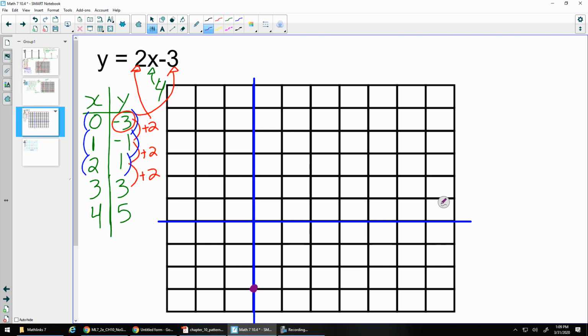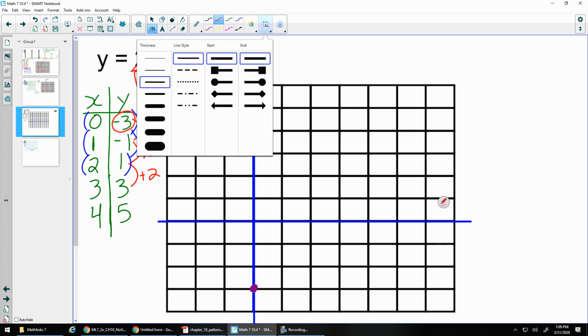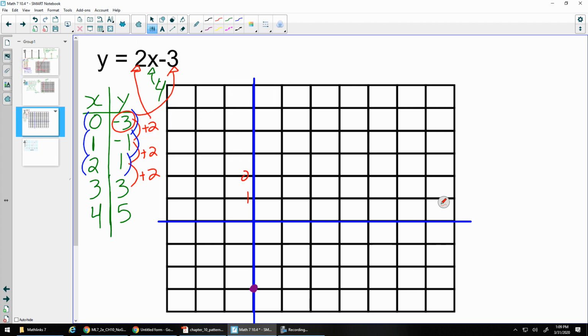Why don't I quickly label this? 1, 2, 3, 4, 5, 6 on the x. This would be 0 and 0. And then -1, -2, -3, and 1, 2, 3, 4, 5, 6.